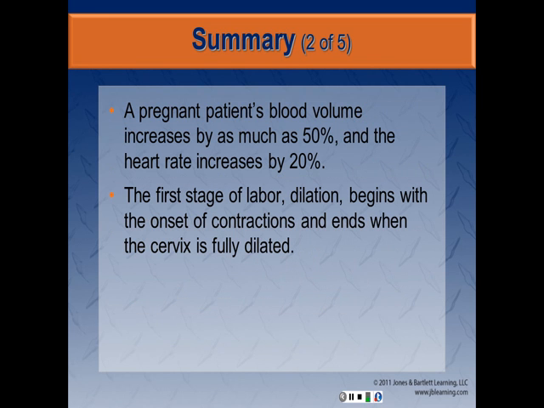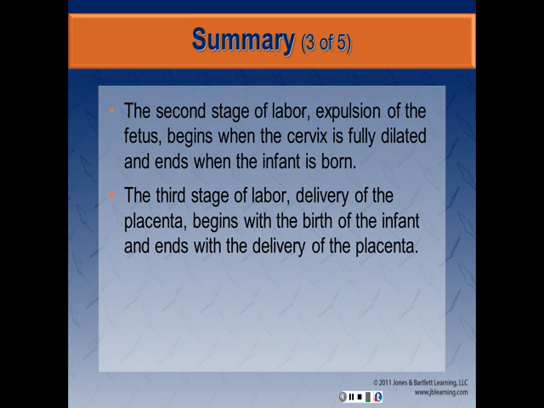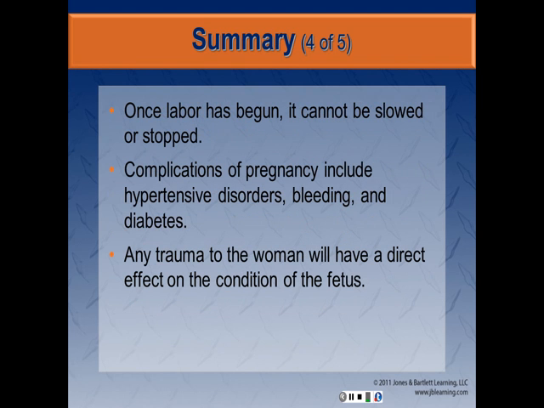The first stage of labor, dilation, begins with the onset of contractions and ends when the cervix is fully dilated. The second stage of labor, which is expulsion of the fetus, begins when the cervix is fully dilated and ends with the birth of the newborn. And the third stage of labor, delivery of the placenta, begins with the birth of the newborn and ends with delivery of the placenta. Once labor has begun, it cannot be slowed or stopped.